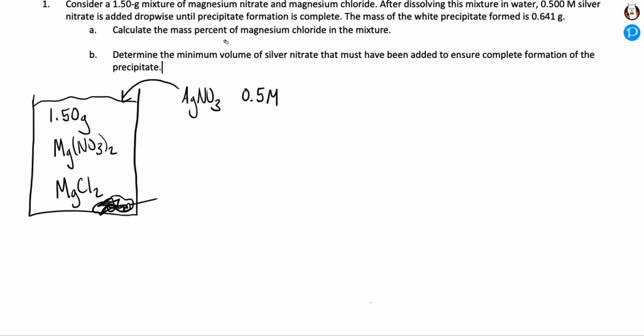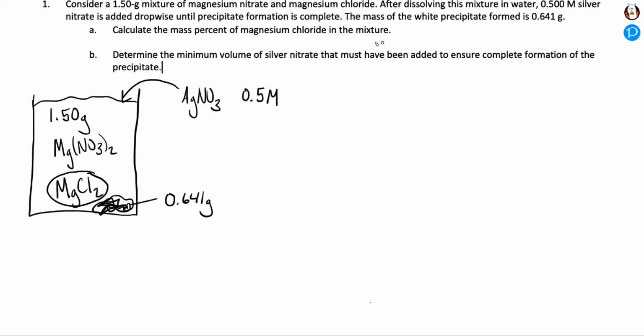They don't tell us what the precipitate is. They just tell us that the white precipitate that we make in that reaction is a total of 0.641 grams. So I'm going to make a note down here that the total of that precipitate is 0.641 grams. Okay, we want to figure out what percentage of this mixture is MgCl2. And the only thing I know is that when I add this, I make a precipitate that is 0.641 grams.